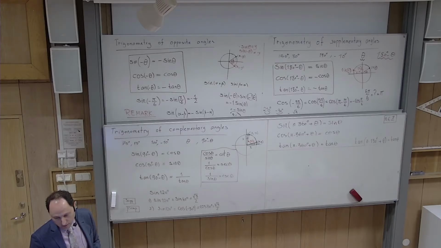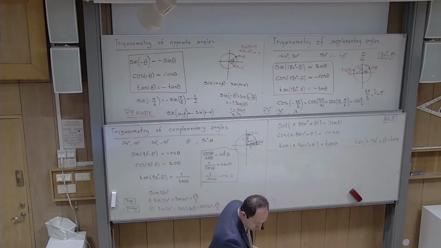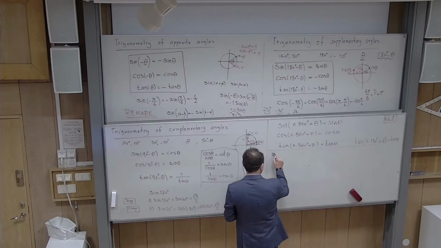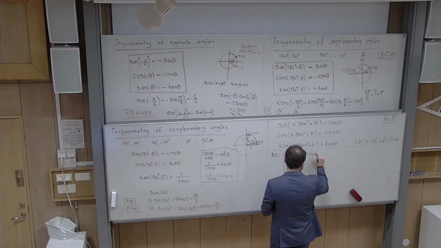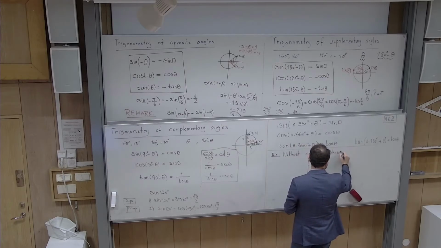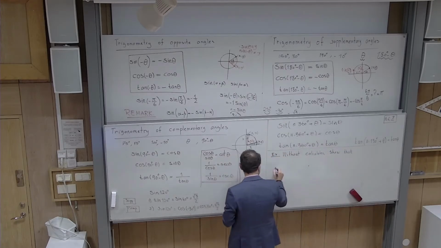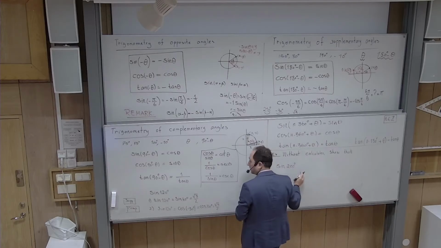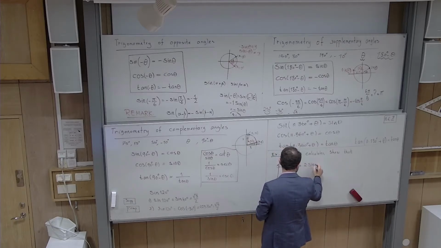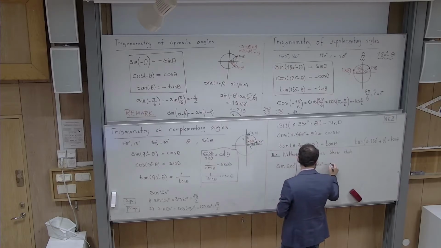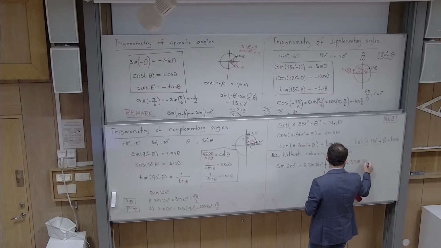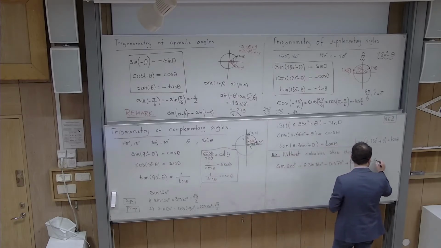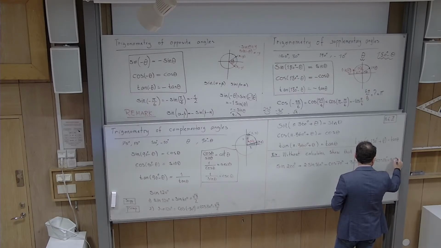So let me write it down here and then try to solve it together. Without a calculator, show that we want to prove that sine 200 degrees plus 2 times sine 160 degrees minus cosine of 70 degrees plus 3 sine 340 degrees, we can skip this, and then finally minus 4 cosine 110 is equal to sine of 20 degrees.